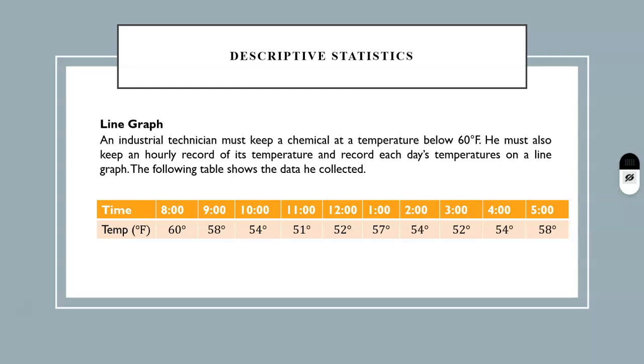The next one is the line graph. So let's see how to plot a line graph. An industrial technician must keep a chemical at a temperature below 60°F. He must also keep an hourly record of its temperature and record each day's temperatures on a line graph. The following table shows the data he collected. So this is the data and we need to plot it as a line graph.